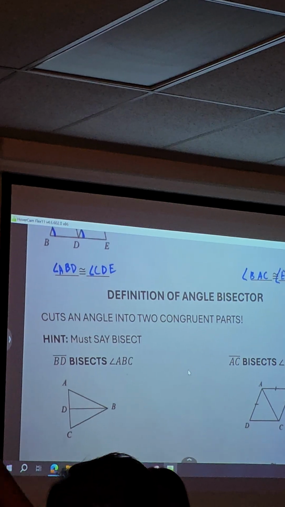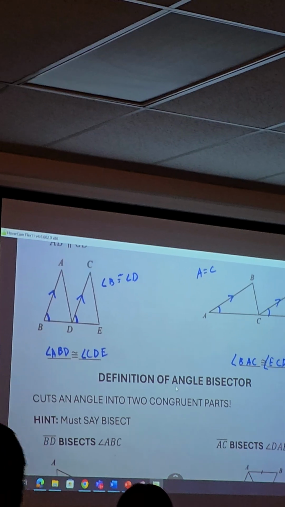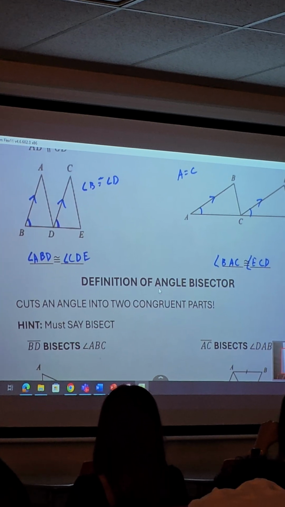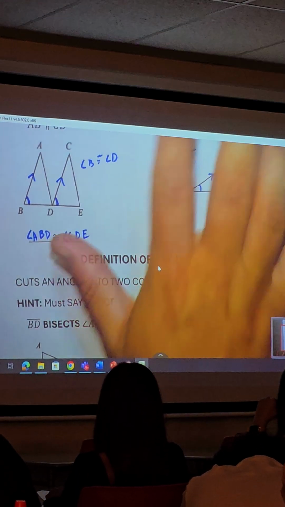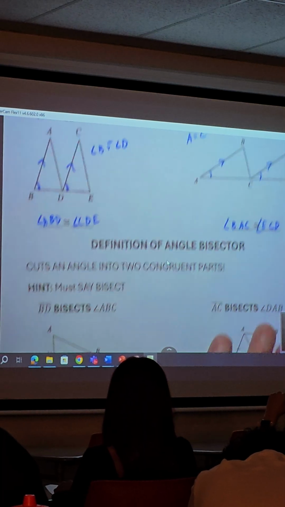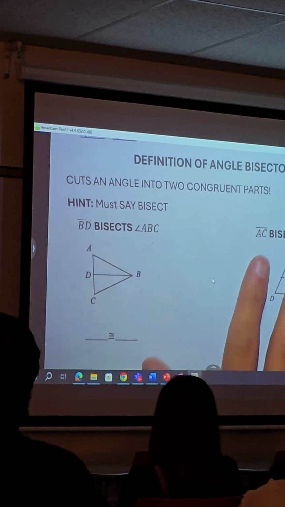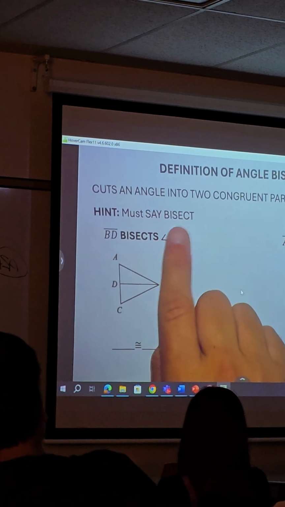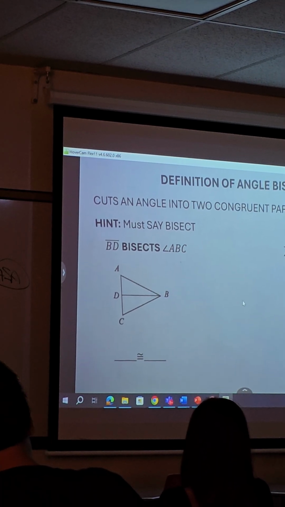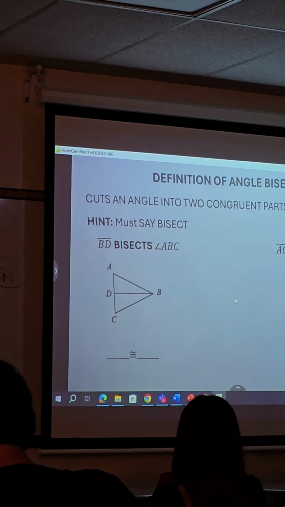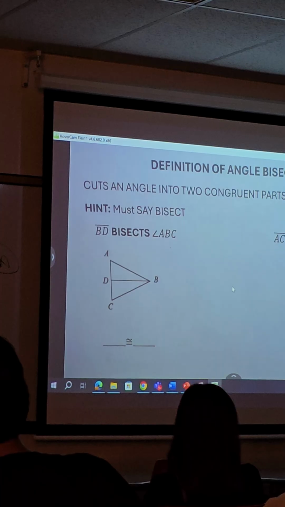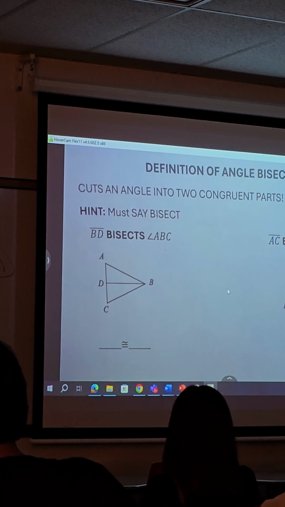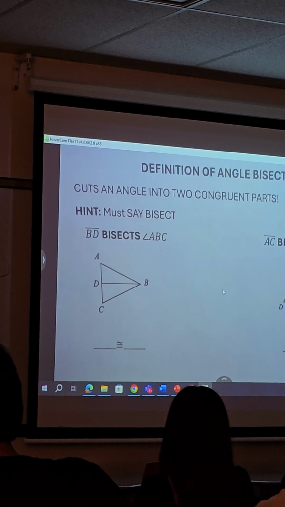Definition of an angle bisector. Okay, so again, you can use alternate interior angles when you've been told you have it. You can use corresponding when you're told you have parallel lines. For an angle bisector, you have to be told you have a bisection. Do you guys know what a bisection is? If I say we bisect, I bisected it. You're cutting it. Now bi means two, so you're cutting it into two parts.